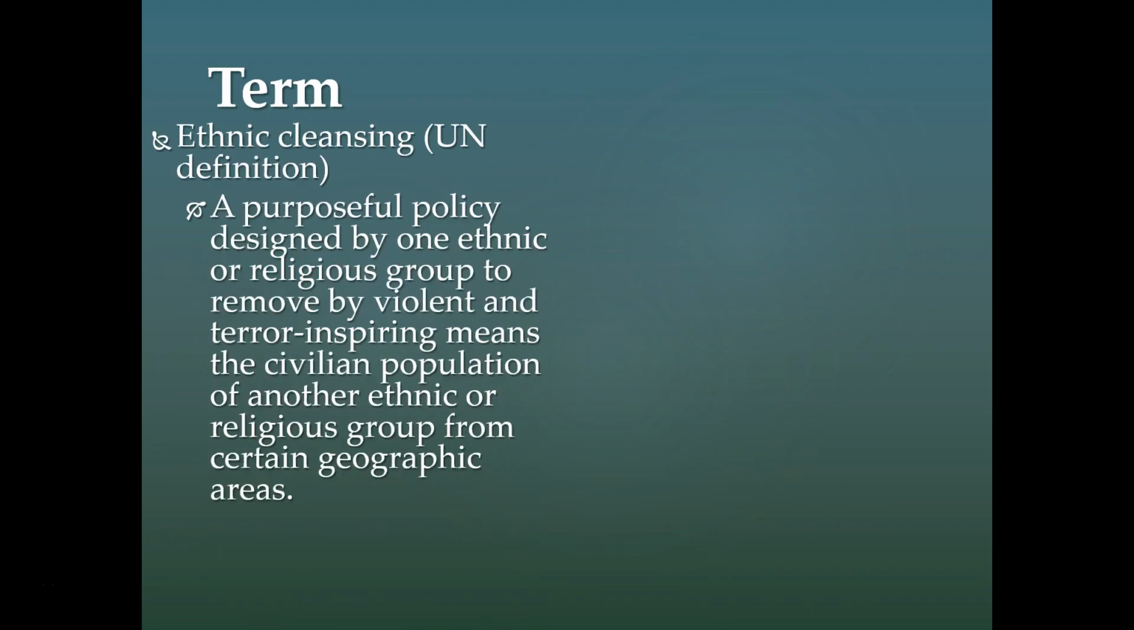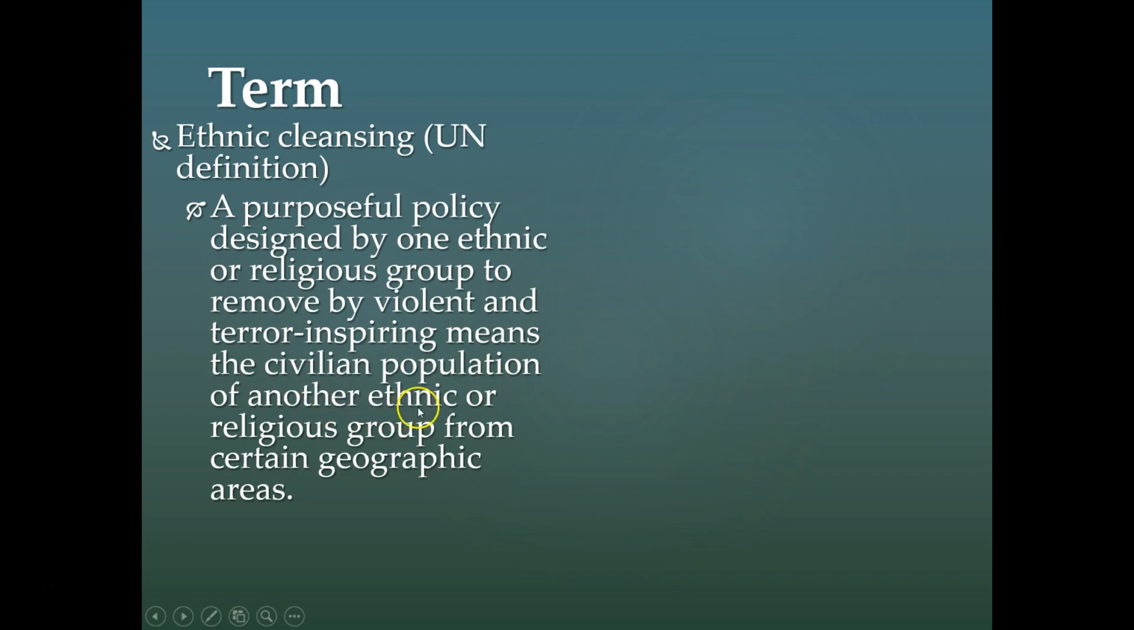So first term, ethnic cleansing. This is the UN definition, the United Nations, so the government of the world. A purposeful policy designated by one ethnic or religious group to remove by violent and terror-inspiring means the civilian population of another ethnic or religious group from a certain geographic area. So there are some key words in here. First off, it's one group removing another, but see this says terror-inspiring means. With terrorism, which we'll talk about in the next chapter, you're trying to scare people. So you're trying to scare people here with ethnic cleansing, and you're trying to get rid of the civilian population.